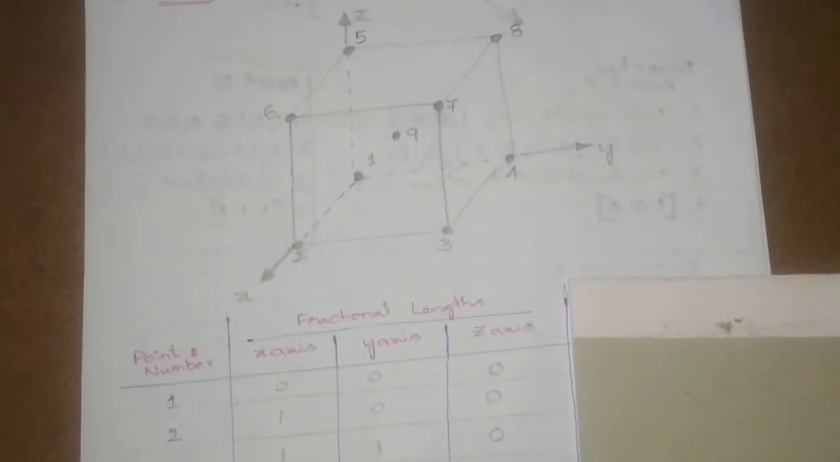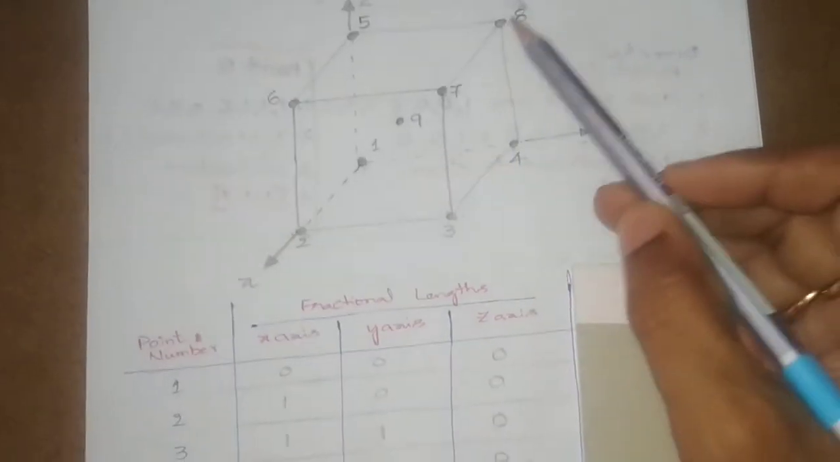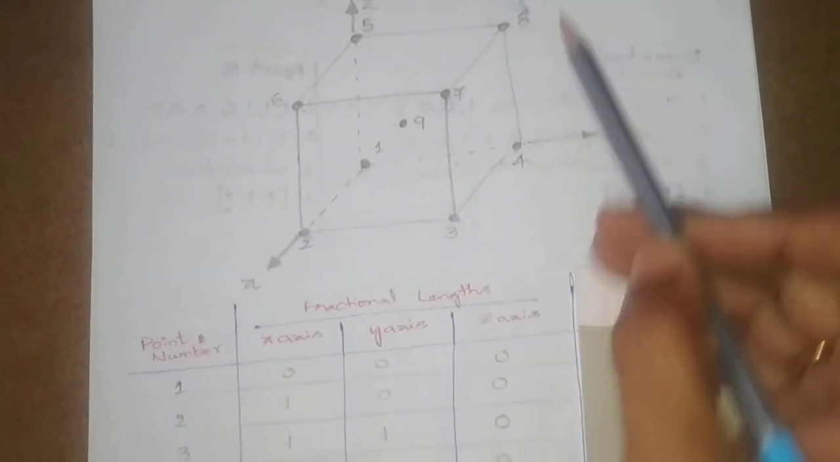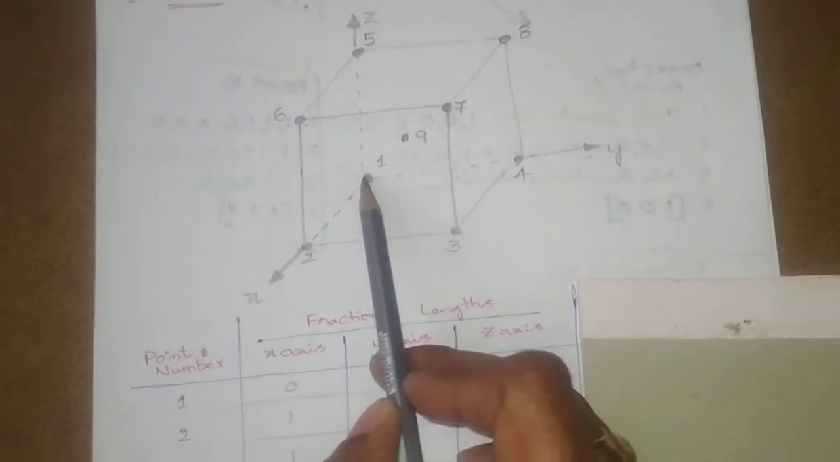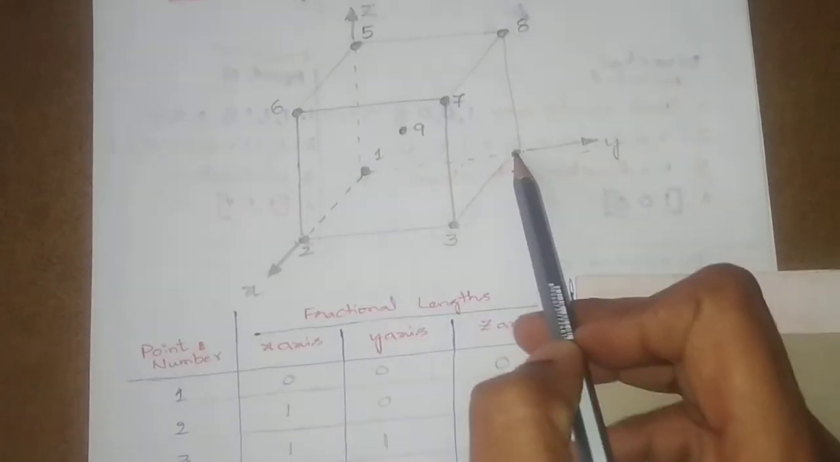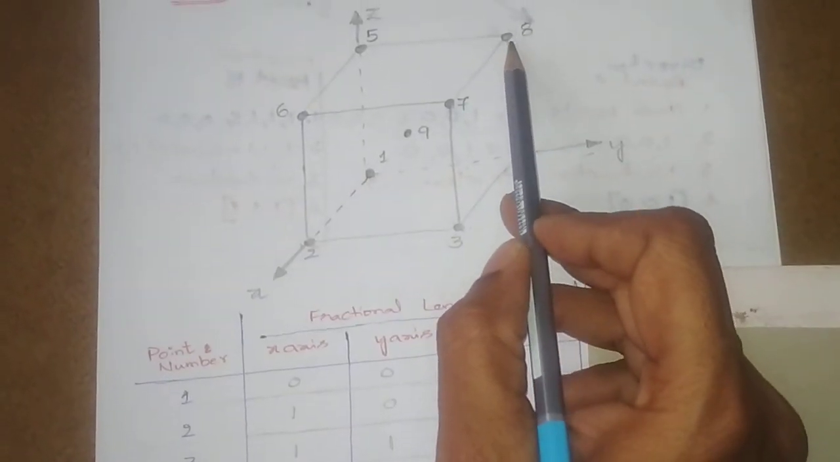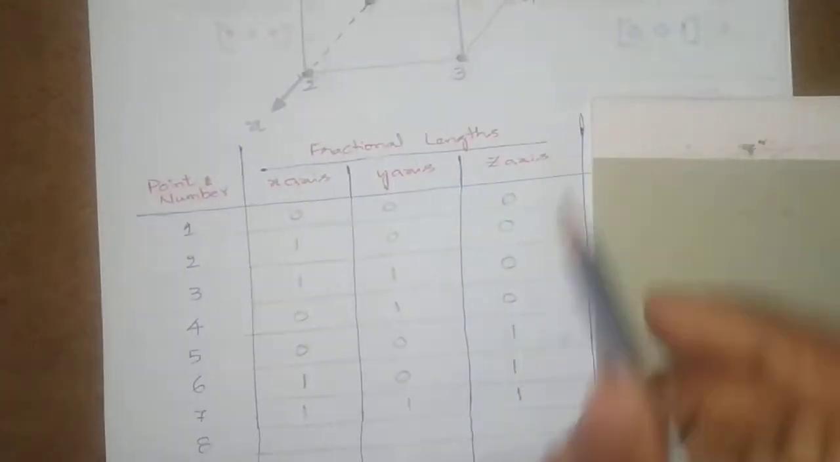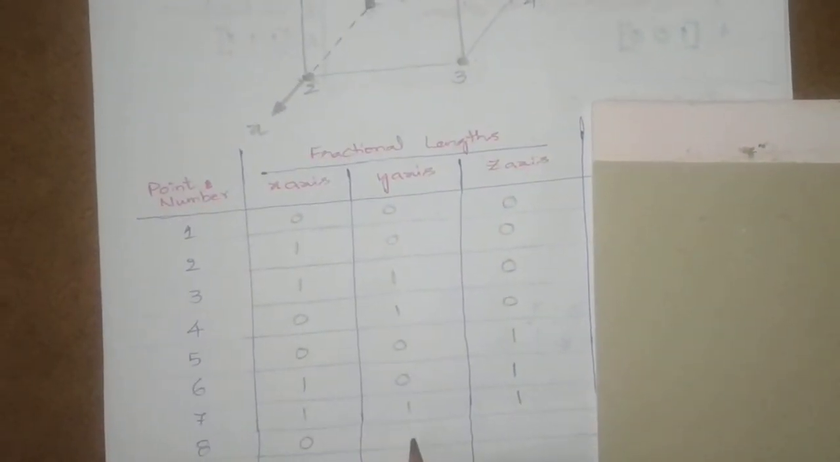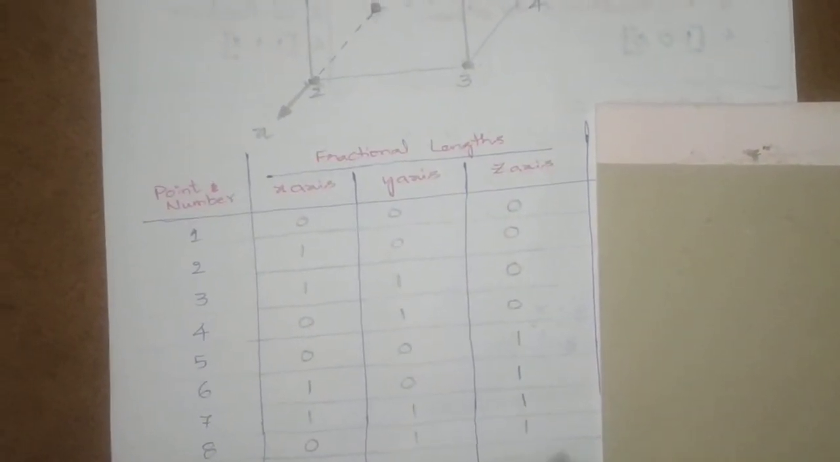Okay. Now the remaining 2 points, the last 2 points, point 8. So how do we reach point 8? Move 1 unit in the y direction and 1 unit in the z direction. So your x coordinate is 0. Okay. So 0, 1 and 1.